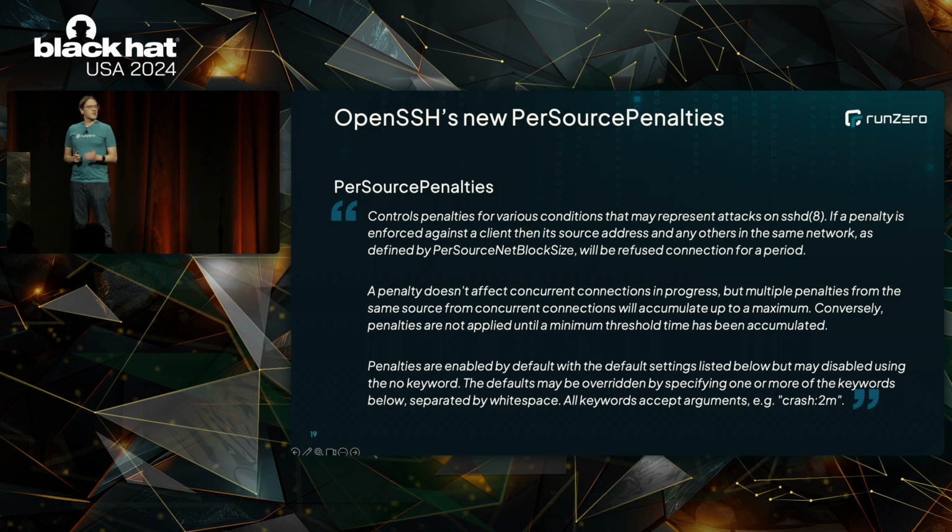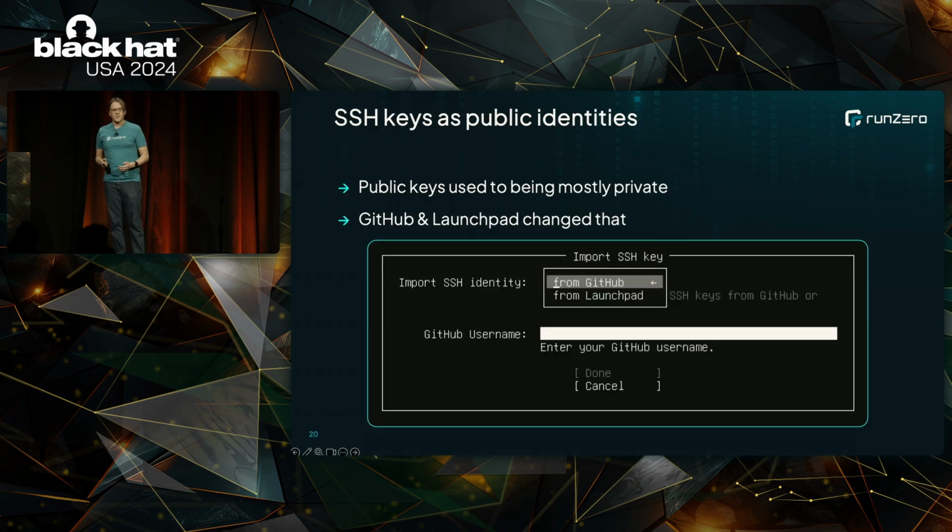There's also, and this is OpenSSH specific, the per-source penalties directive, which I highly recommend that you use. It's been implemented to prevent or mitigate brute force attacks. You can basically define a source as a network address or a range of addresses, and then penalties can be to block that or slow it down, things like that. That's becoming more and more popular.